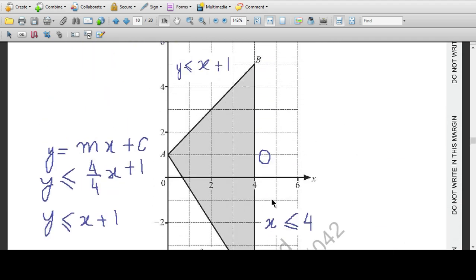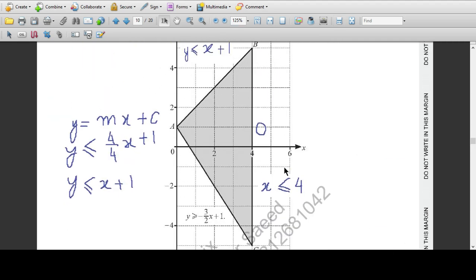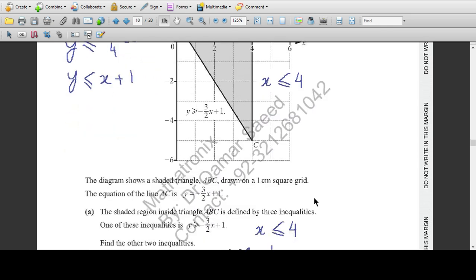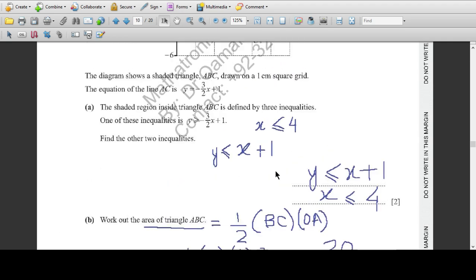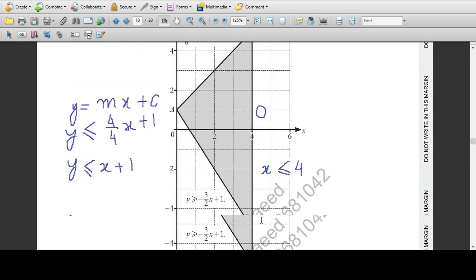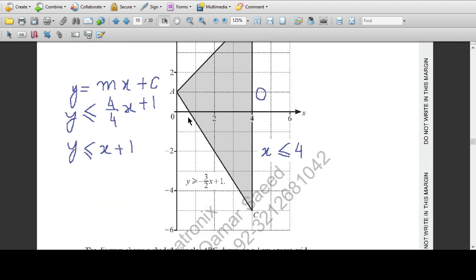In this area we see that every grid is 1 centimeter. So every grid is 1, 2, 3, 4, 5, 6, 7, 8, 9, 10. Here we have 10 and the height is 1, 2, 3, 4. So BC, here we have B and C, is 10 and the height, let's suppose this point is O, so this height OA is 4.